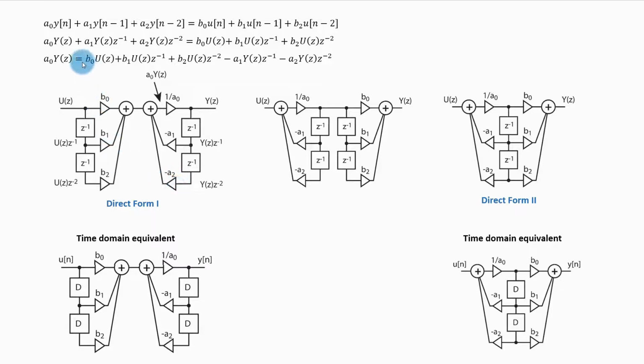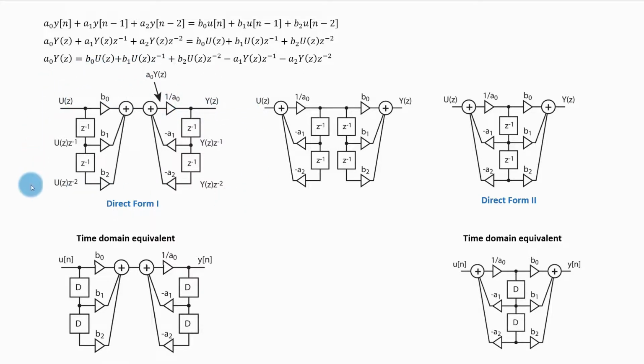Last, I'm supposed to add everything up. So I add everything up. And when I add everything up, I should get a0 times y of z. Now, what do I need to do to get y of z from this? I need to divide by a0. So this is how you draw your schematic.